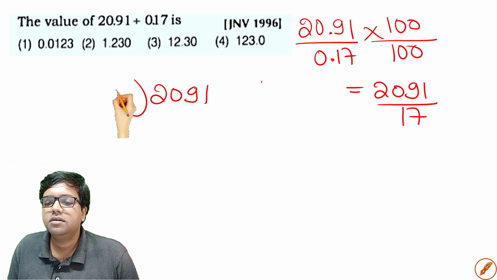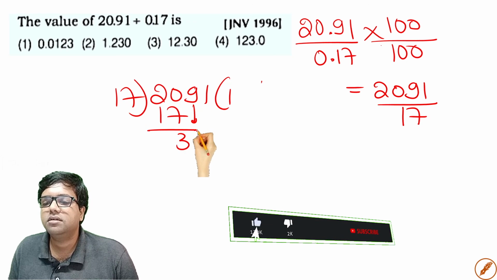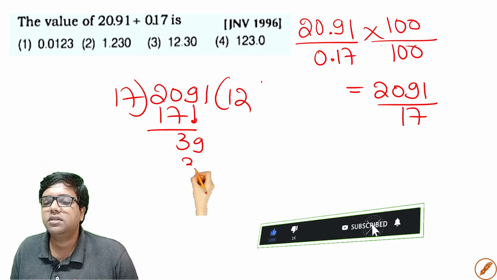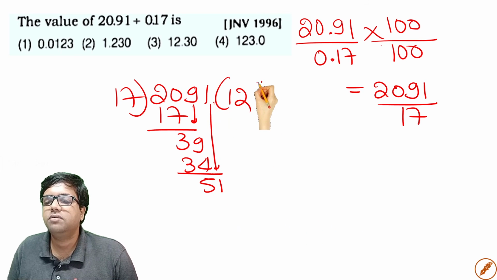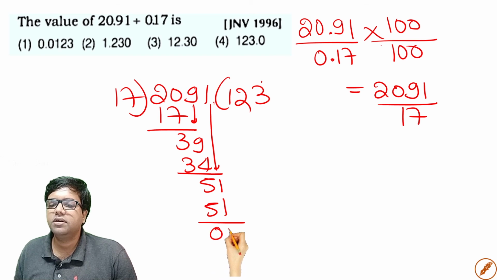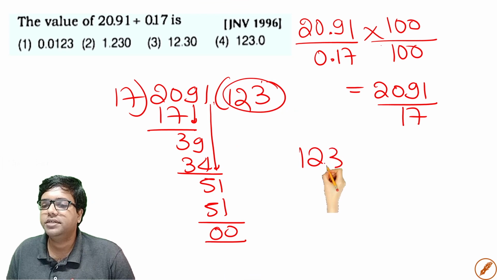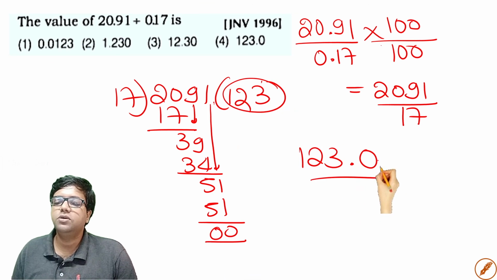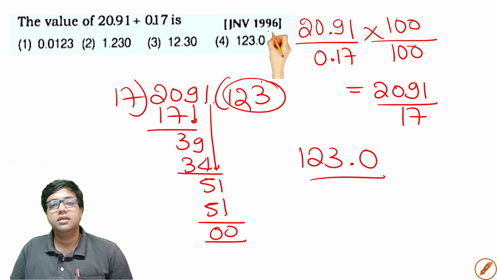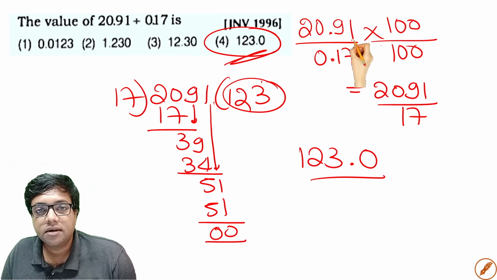2091 by 17. So 17 ones are 17. You get 3. 9 will come down. 17 twos are 34. You will get 5. So this last one will also come down. 17 threes are 51. So therefore you will get remainder zero, and the quotient is 123. You can keep a point and 0 also in order to match the given option. So option 4 is the right answer.